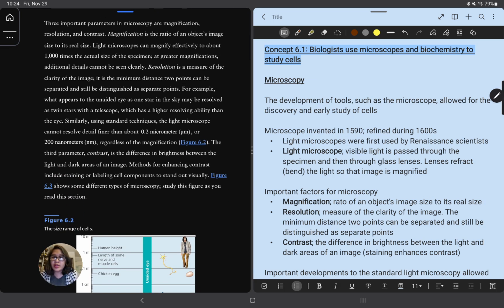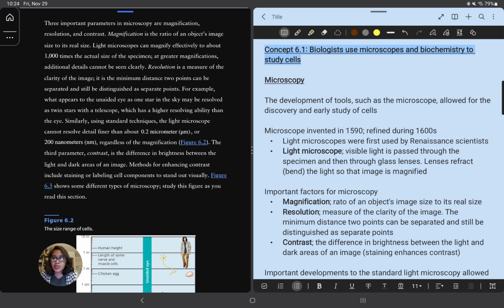Three important parameters in microscopy are magnification, resolution, and contrast. Magnification is the ratio of an object's image size to its real size. Light microscopes can magnify effectively to about 1,000 times the actual size of the specimen. At greater magnifications, additional details cannot be seen clearly.